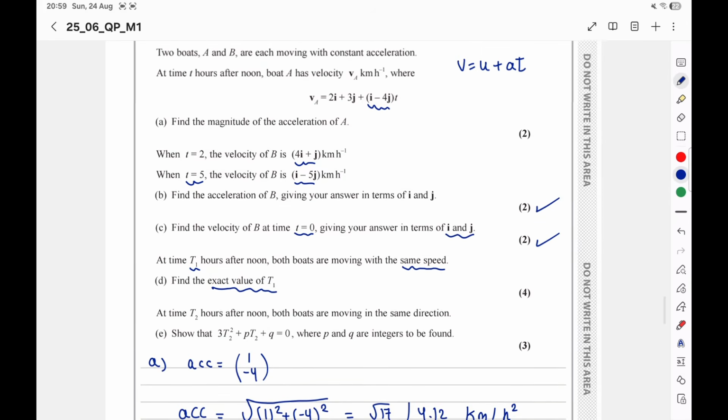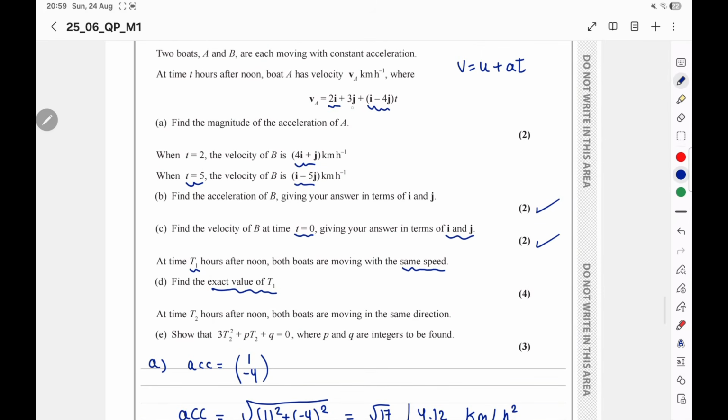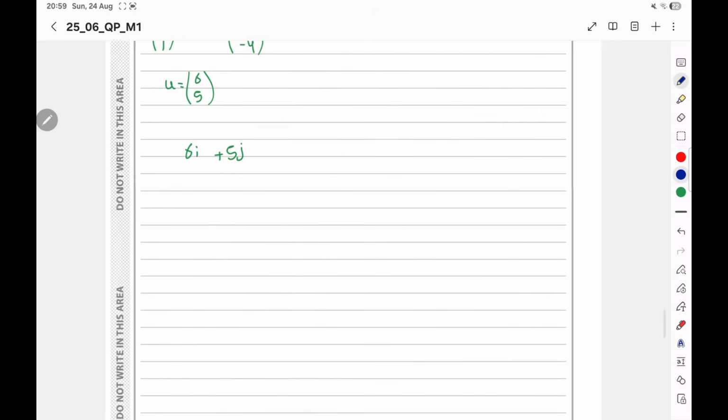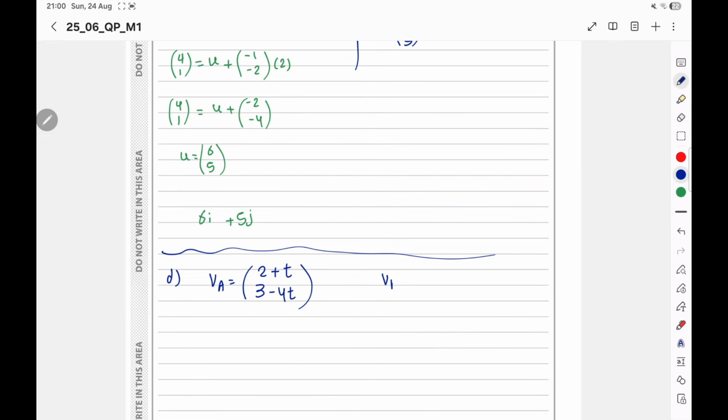Velocity of A in terms of t is 2i plus t. Let's write it as a column vector. Velocity of B in terms of t, we have to do it ourselves. U is (6, 5) plus the acceleration (-1, -2) multiplied by the time. So VB is equal to (6 minus t, 5 minus 2t).